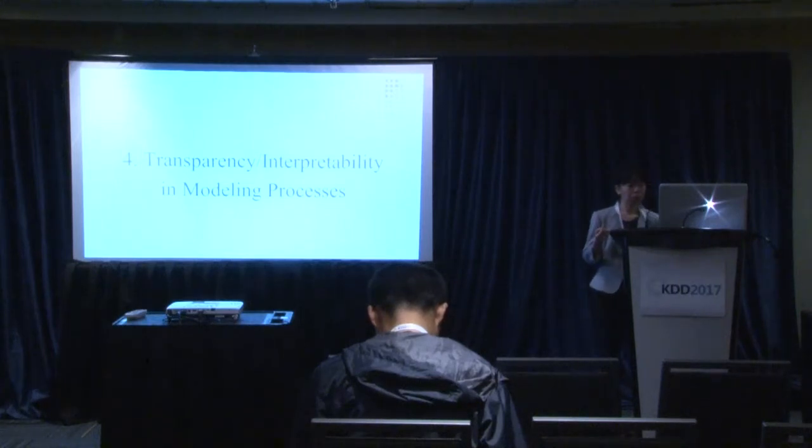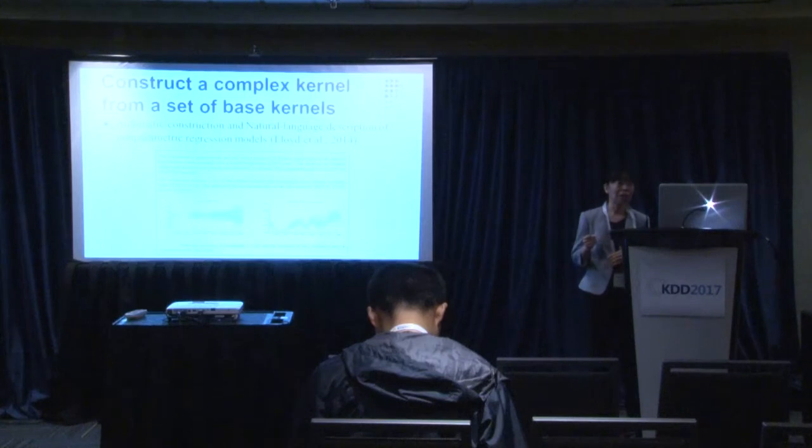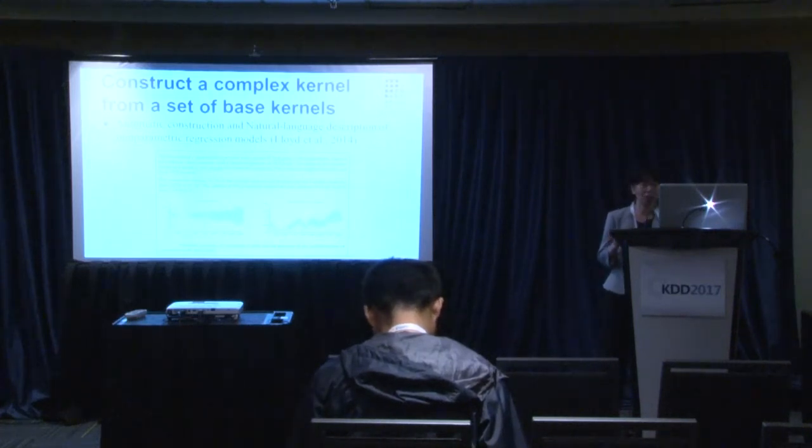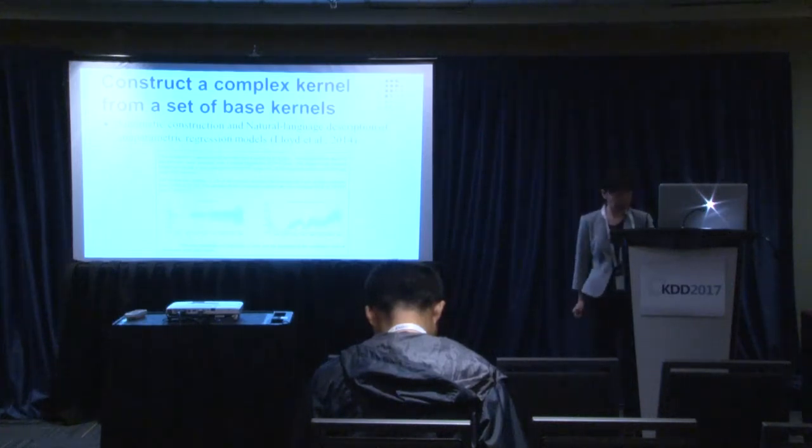For the models in the last category, we try to achieve transparency and interpretability in the modeling processes. The first algorithm we are going to present tries to construct a model by providing a natural language description of the construction process. They also construct a complex kernel through a set of simple and easy to understand kernels.